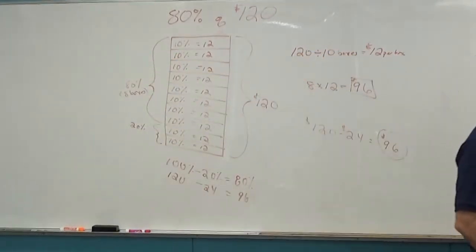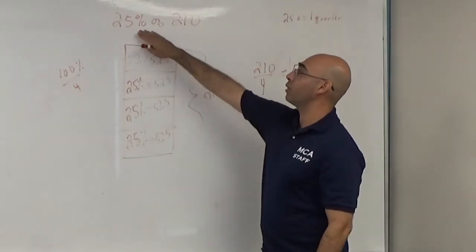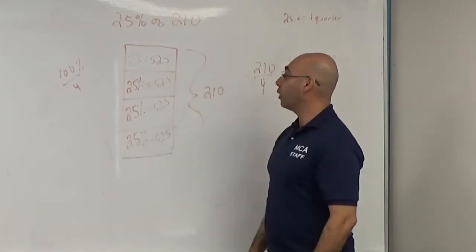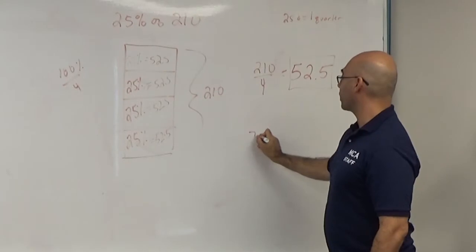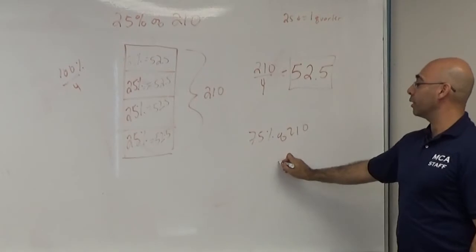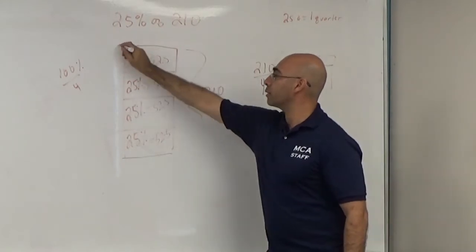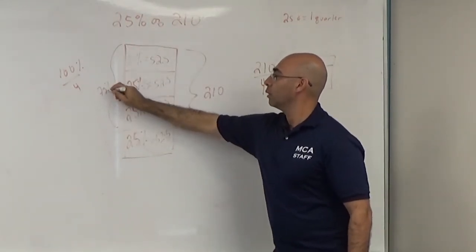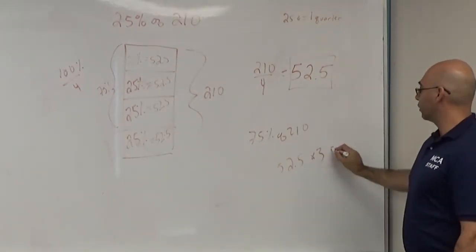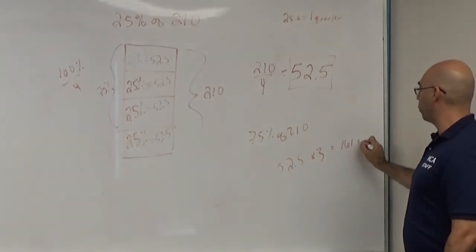Over here, you do the exact same thing. You look at this and say, I have this whole thing, and I divide it up into 4 boxes, because I know 25 times 4 is 100. So I make 4 boxes. So I figure out how much is in one box. If I want to know what 3 boxes is, so if I wanted to know 75% of 210, well, I know what 25% is, 52.5. But how many of these make up 75%? 3 of these. So this is 75%. So all I do is 52.5 times 3, which is 150 plus 10 is 160. 160 plus 1.5, 161.5.